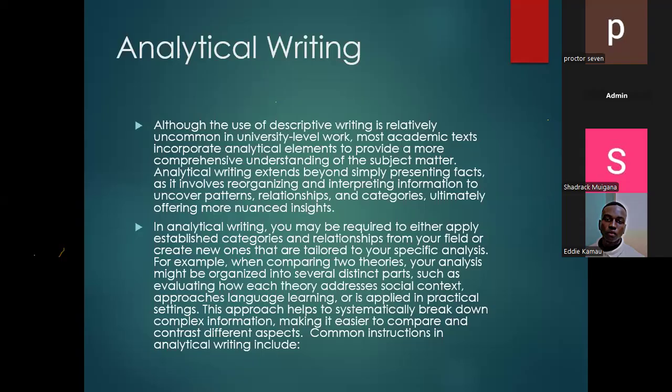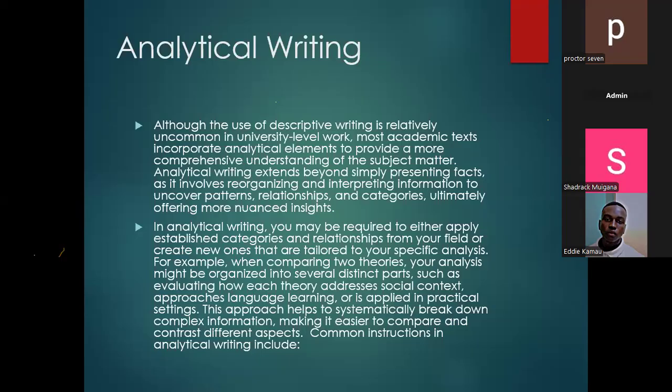In analytical writing, you may be required to either apply established categories and relationships from your field or create new ones that are tailored to your specific analysis. For example, what's the nexus, the connection between robots and literature, or robots and computer science? How is artificial intelligence affecting learning in class? If you show a nexus between artificial intelligence and learning in class, you are doing analysis because you are looking at relationships where you are allowed to compare or contrast between two things.